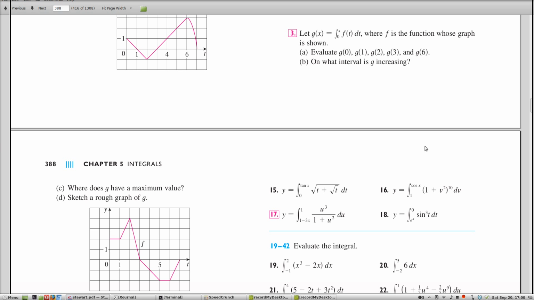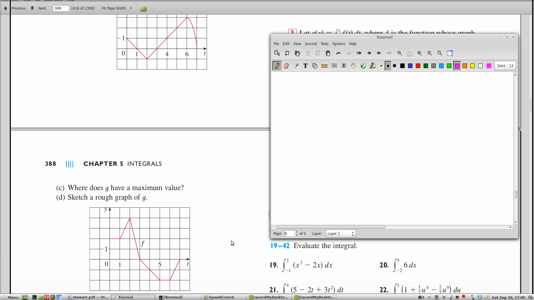But let's just go ahead and try to do number 3. So it says evaluate g on all these points. So let's do it. Sorry, it's being a little choppy because I'm compressing the previous video while I record this new video.